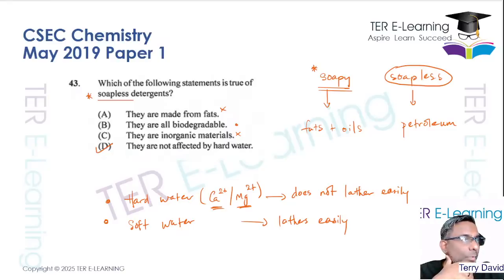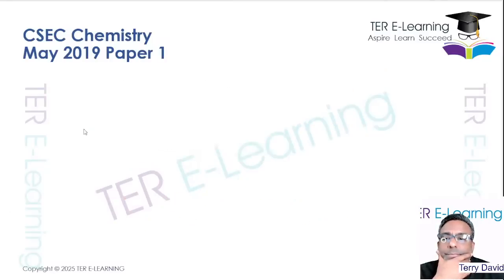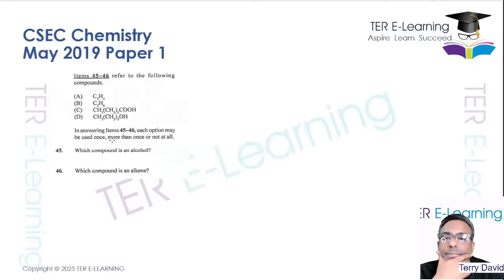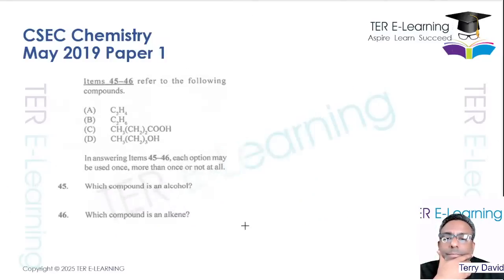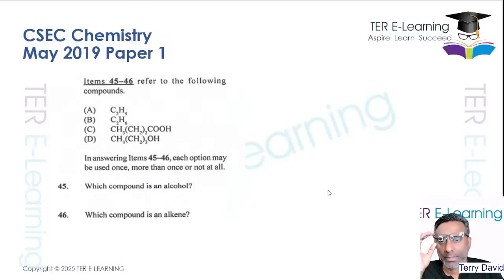So that's 44. 45 and 46 is based on this here. We have some compounds here, and which compound is the alcohol?